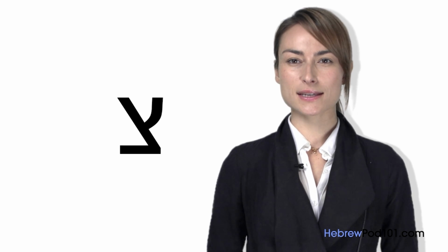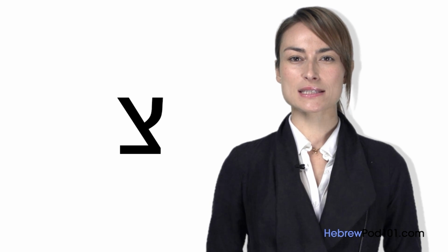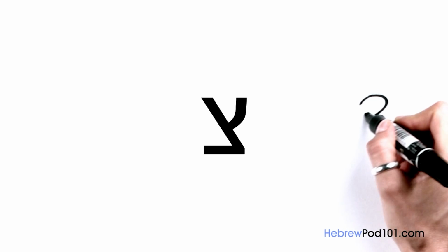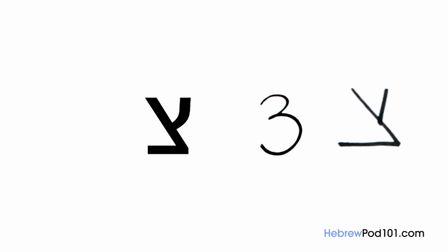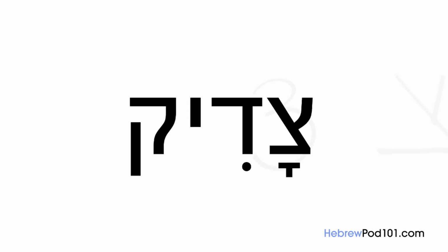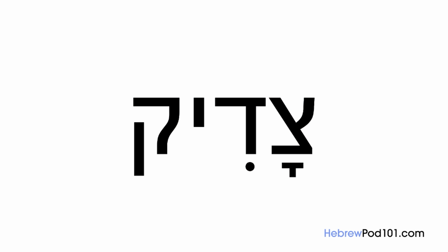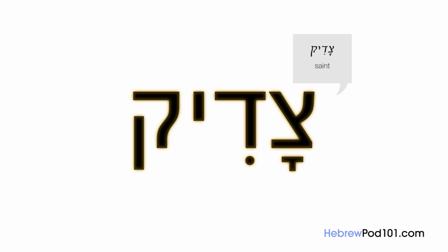The letter Tzadik has the sound of ts and looks like this. It looks like the number 3, doesn't it? And in print, it looks different. Start from the top and add the little stroke last. The word tzadik, if pronounced while putting the emphasis on the last syllable, tzadik, means righteous person or even saint.